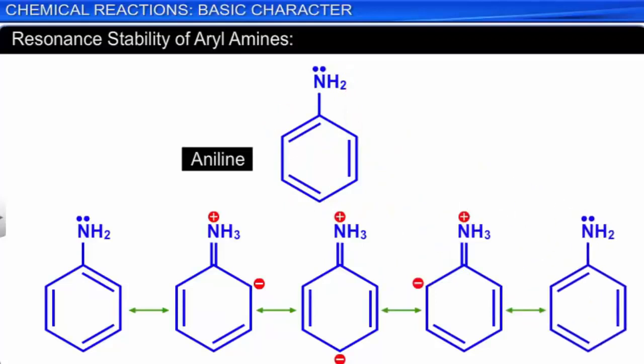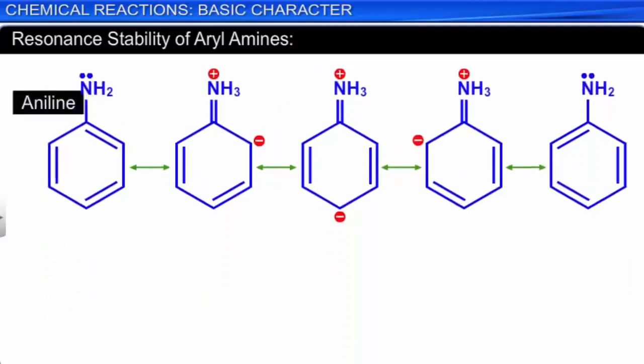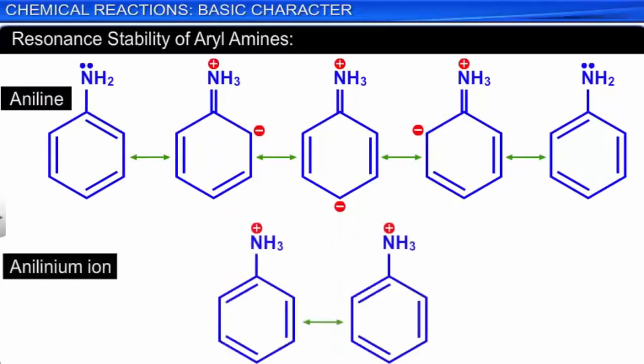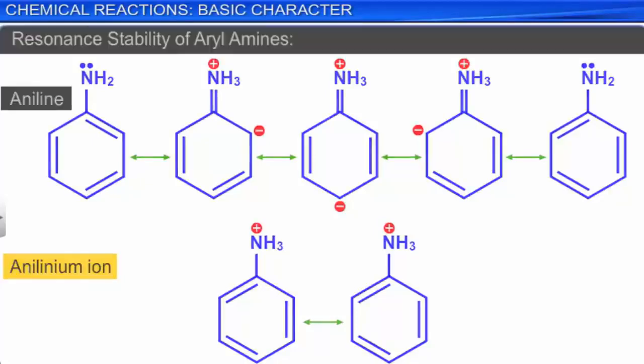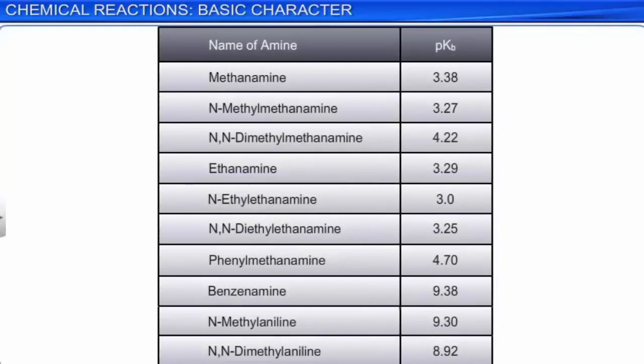On the other hand, the protonated aniline or anilinium ion obtained by accepting a proton can have fewer resonance structures than aniline. You know that the greater the number of resonance structures, the greater is the stability. Thus, aniline is more stable than the anilinium ion. Hence, the proton acceptability or basic nature of aniline or other aromatic amines would be less than ammonia.